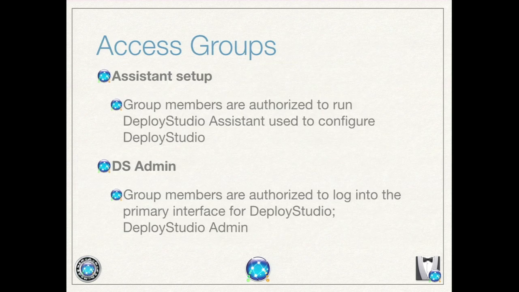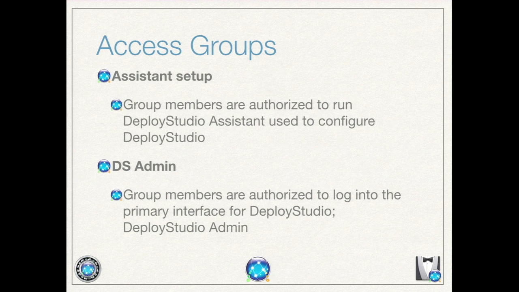The next topic is access groups. Access groups gives us the ability to control access to the three big utilities within DeployStudio. The first one being the assistant setup. The assistant setup is more or less what allows you to configure your DeployStudio environment, so clearly you'd want to lock this down to only specific users that either have the knowledge or should have the access. So in our case, we lock this down to a group called DeployStudio admins, so only the core admins can make modifications to the install.